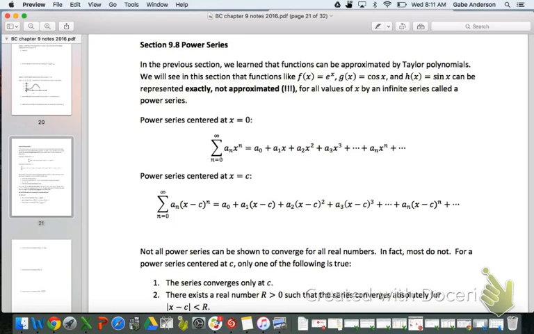So not all of the power series that we're going to look at are going to converge, or match the original function, for all values of x. Some of them will, some of them won't. And so what we're going to be looking at here in section 9.8 is how to decide where these power series actually converge, for what values of x these power series actually do converge, and maybe there are going to be some areas where the power series does not converge.